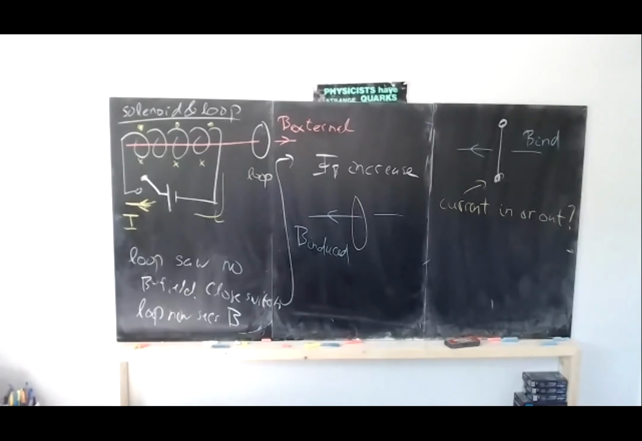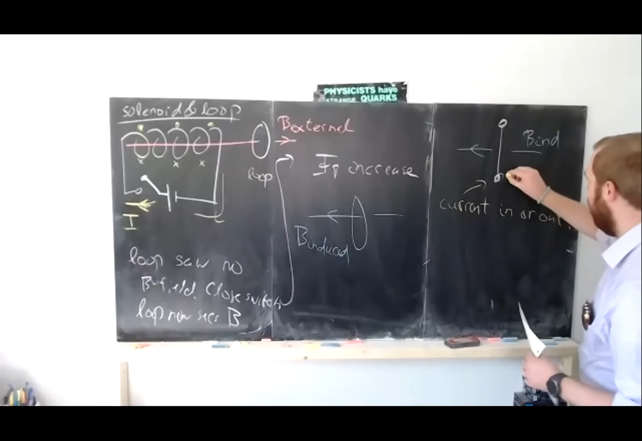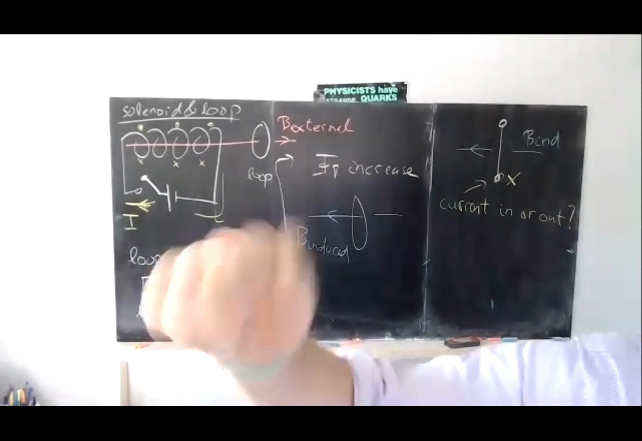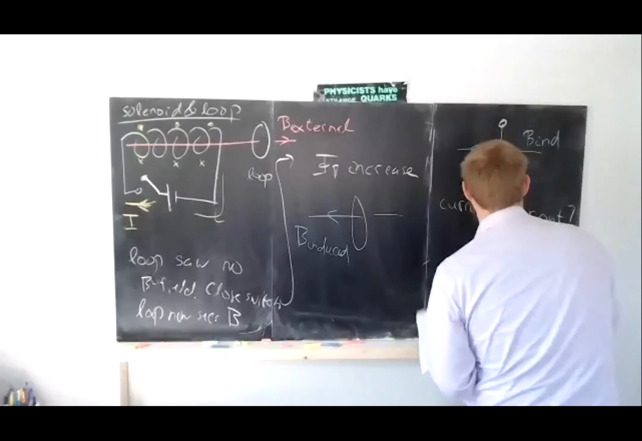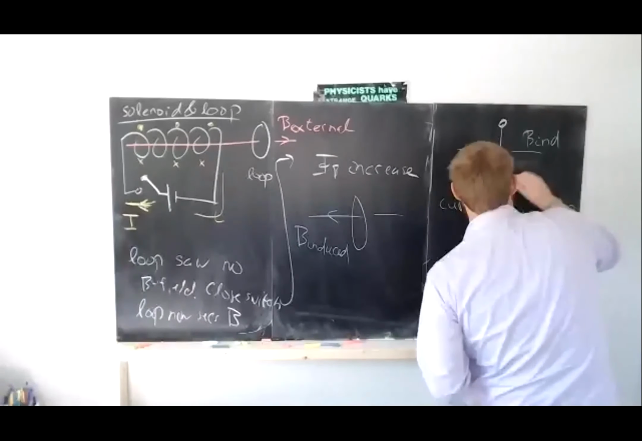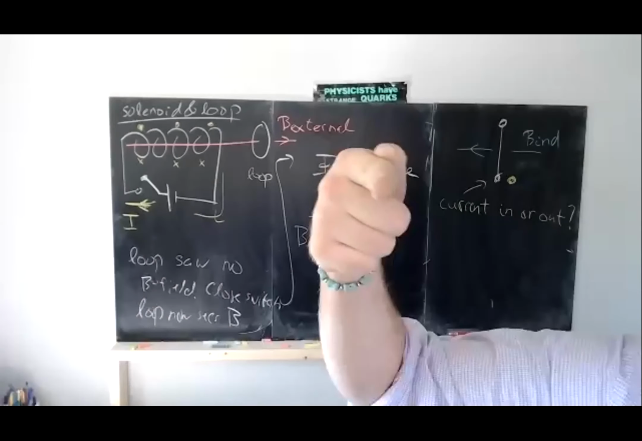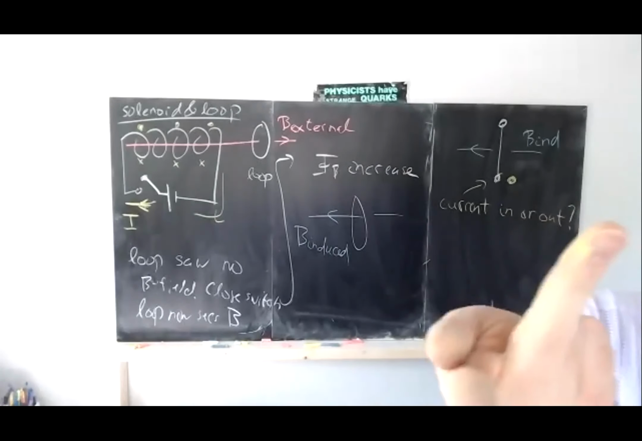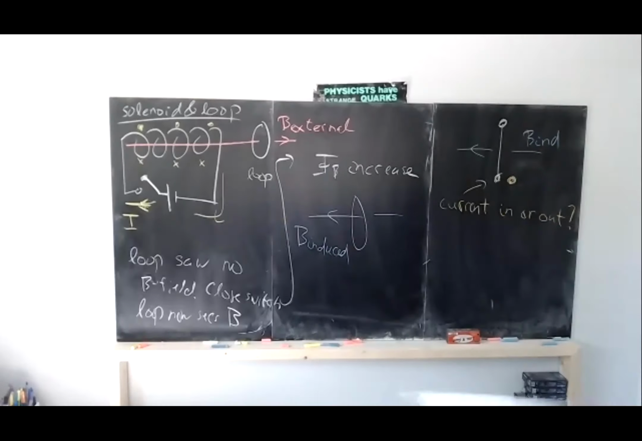Is it out? Let's try out. So if I go for out, right, we said out of the board, that's a circle. So a circle, right? That's current coming towards you. I'm gonna measure inside the loop. Magnetic field to the left. Yep.